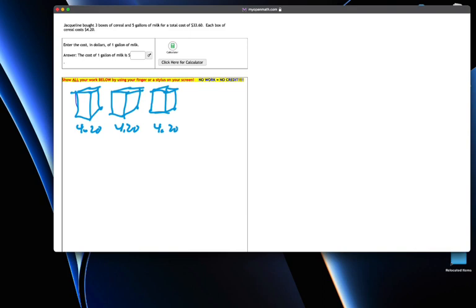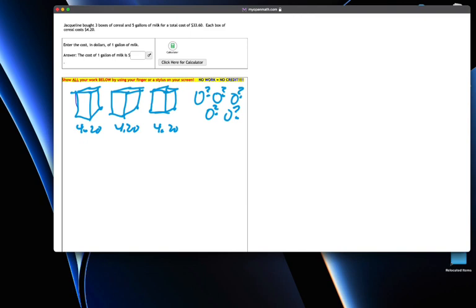And 5 gallons of milk. I'm just going to kind of get sloppy here. Let's pretend these represent the gallons of milk. And we don't know how much each of these gallons of milk costs. The total is going to be $33.60.